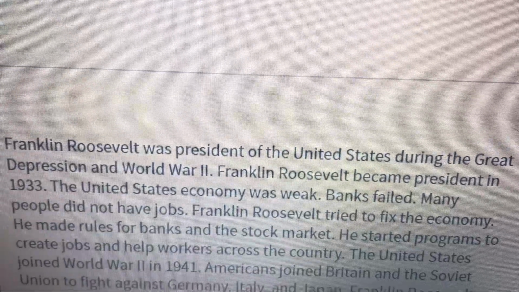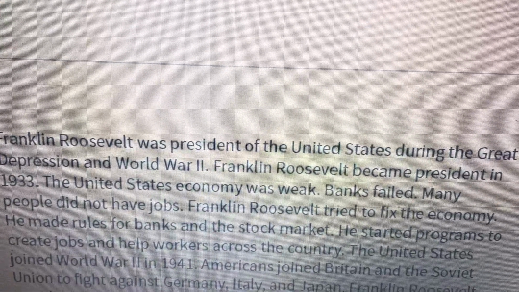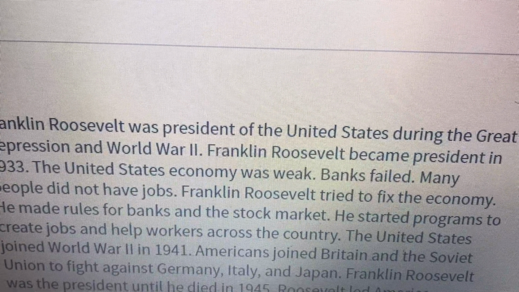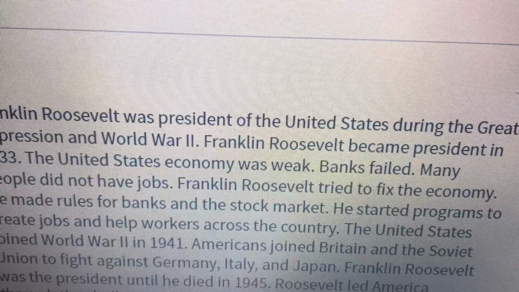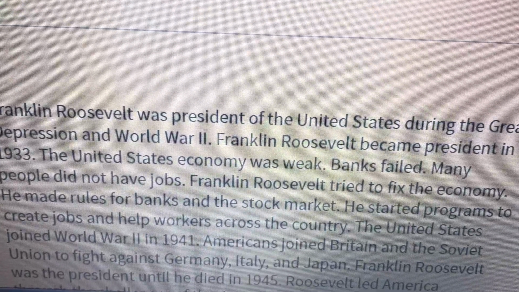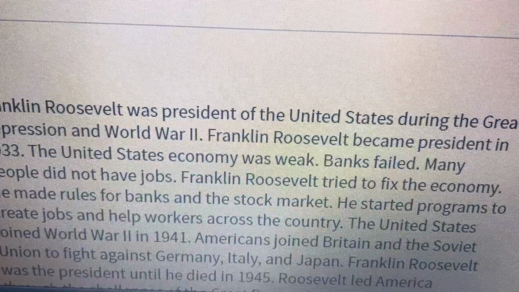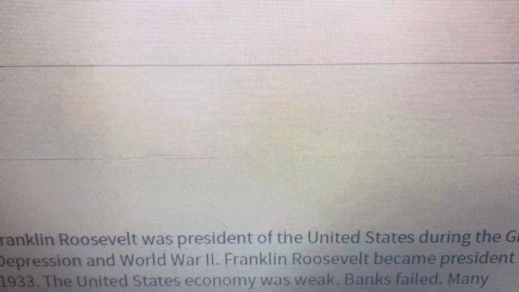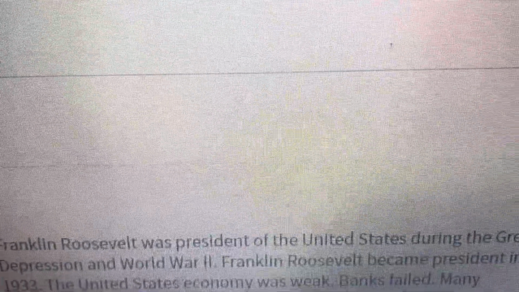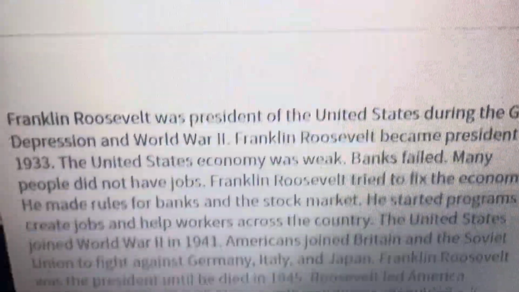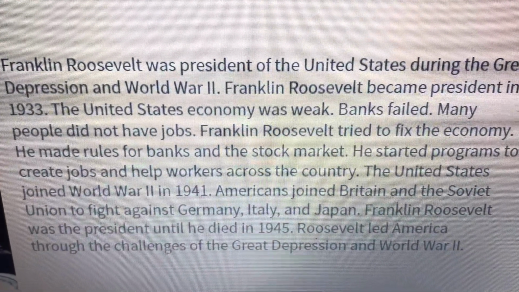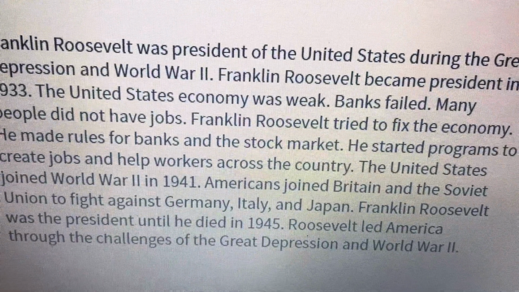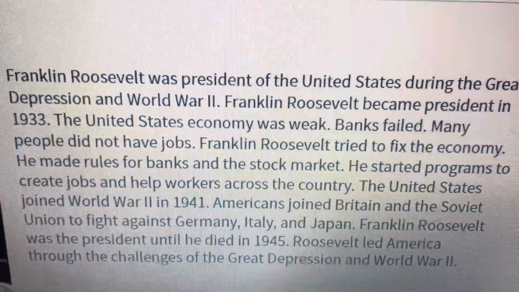The United States joined World War II in 1941. Americans joined Britain and the Soviet Union to fight against Germany, Italy, and Japan. Franklin Roosevelt was the president until he died in 1945. Roosevelt led America through the challenges of the Great Depression and World War II. Oh my. So he is the president in the World War II.